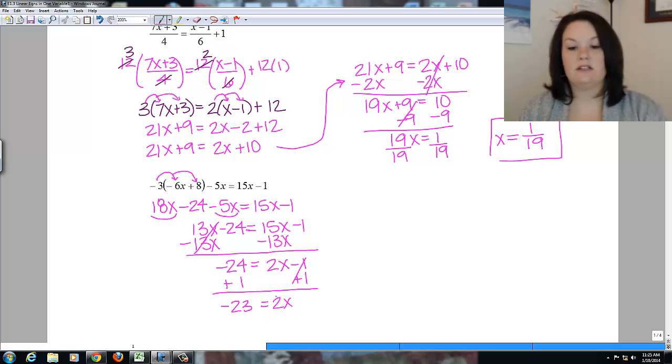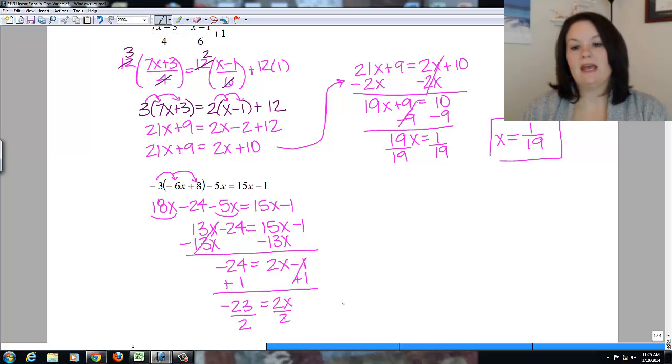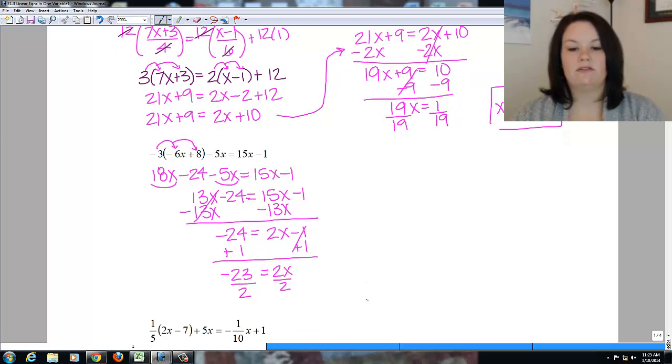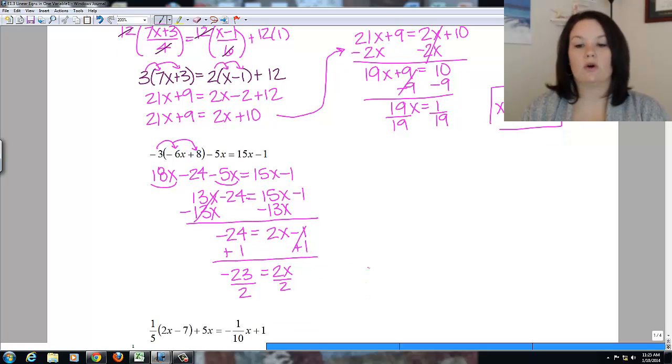And then the last thing I do is divide off my coefficient, which is a 2. Okay. In my math lab, most of the time it will tell you to leave your answer as a reduced fraction or a decimal rounded to a certain place. I prefer it be left as a reduced fraction, but if it gives you the option to enter it as a decimal, that's fine. Okay, so here we get x is equal to negative 23 over 2.